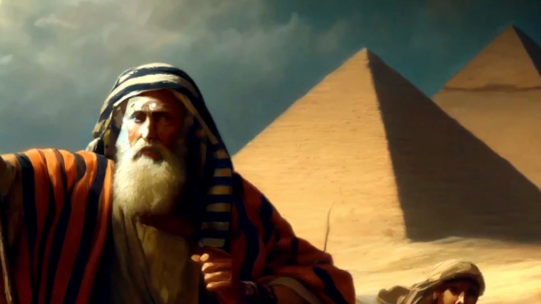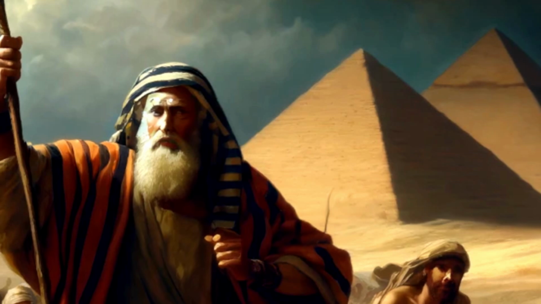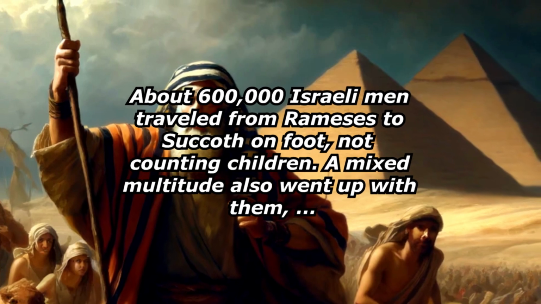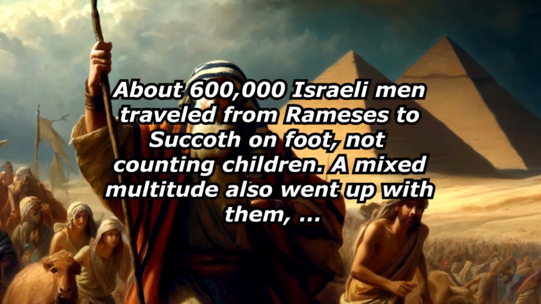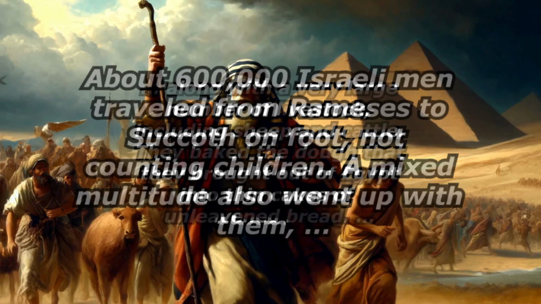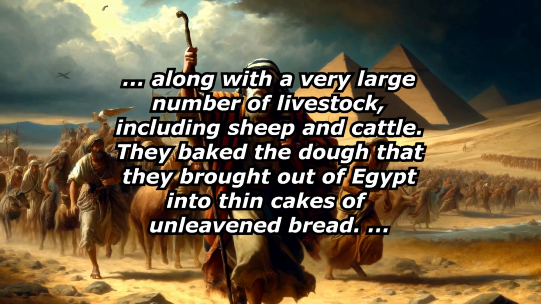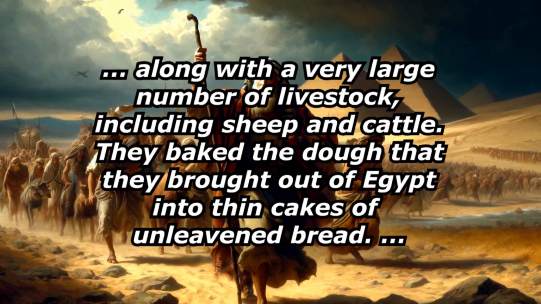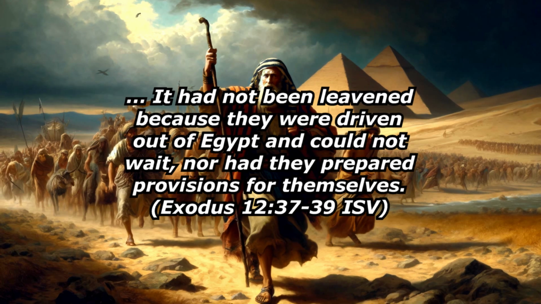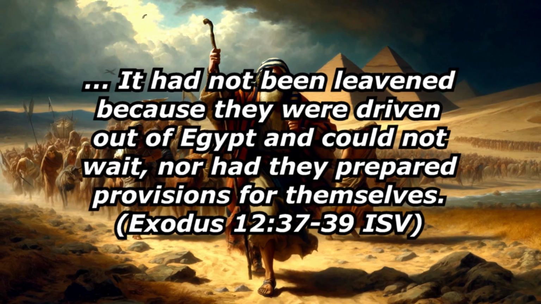How many Israelites were there? Apart from their escape from sin, what else could the unleavened bread picture? About 600,000 Israeli men traveled from Ramesses to Succoth on foot, not counting children. A mixed multitude also went up with them, along with a very large number of livestock, including sheep and cattle. They baked the dough that they brought out of Egypt into thin cakes of unleavened bread. It had not been leavened, because they were driven out of Egypt and couldn't wait, nor had they prepared provisions for themselves.